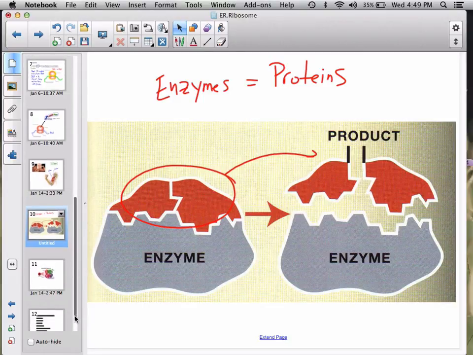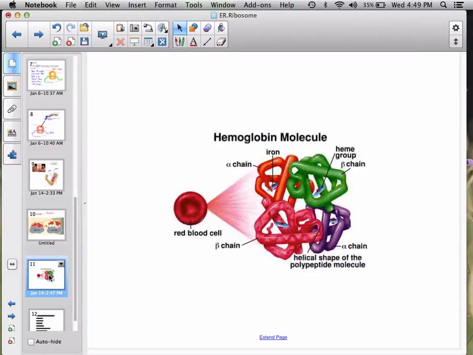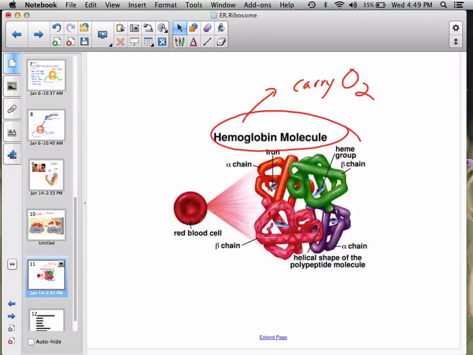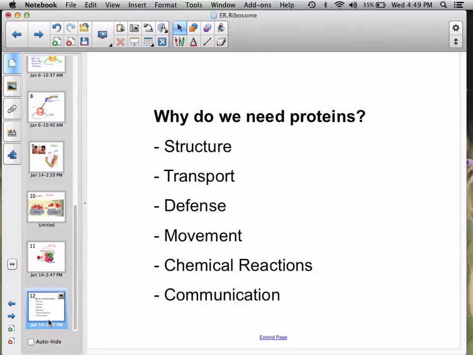So any chemical reaction that is going to happen in the cell is going to require an enzyme to be there. Another example, really important for doing activity every day, red blood cells. Red blood cells churn out trillions of these hemoglobin molecules per second, trillions per second. Hemoglobin is what allows the RBC, or the red blood cell, to carry oxygen. So that's another example of a protein. In terms of a long list of categories, proteins fall into all of these: structure, transport, defense, movement, chemical reactions, and communication. Love your proteins.